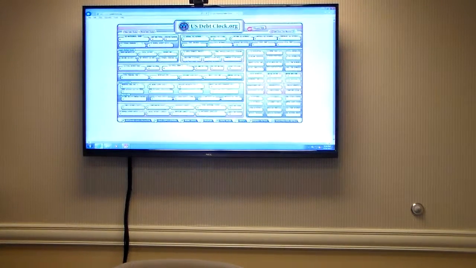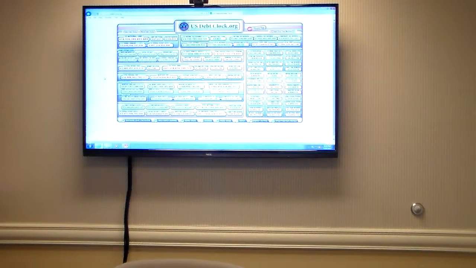So here's the U.S. national debt clock. Right now, according to this, per citizen, it's $57,027, and the debt per taxpayer is $154,000, and it just keeps going up and keeps going up.